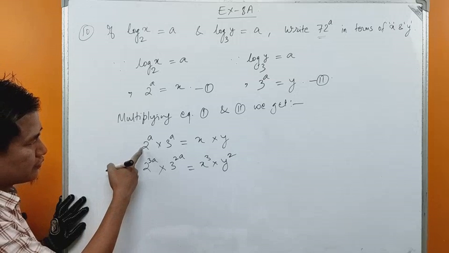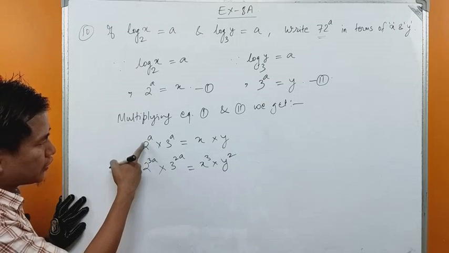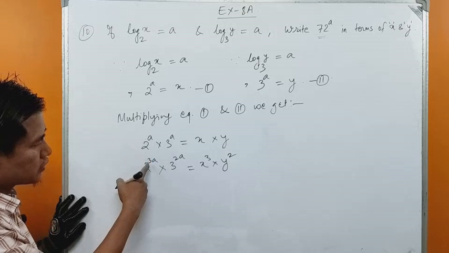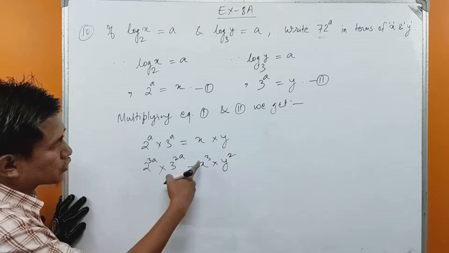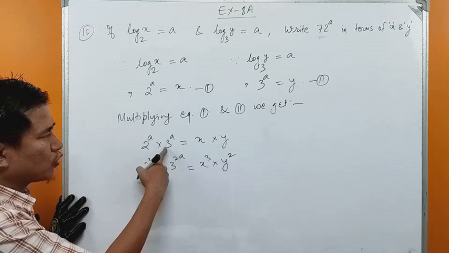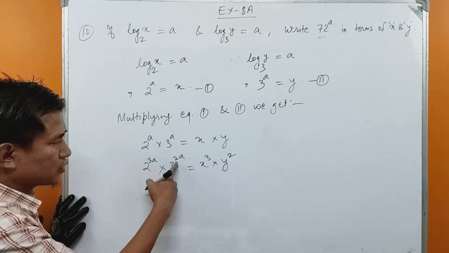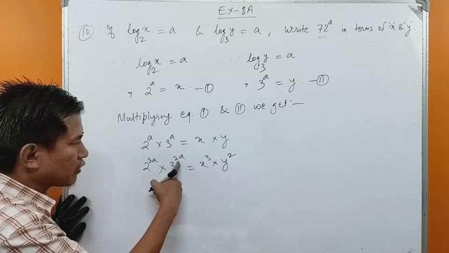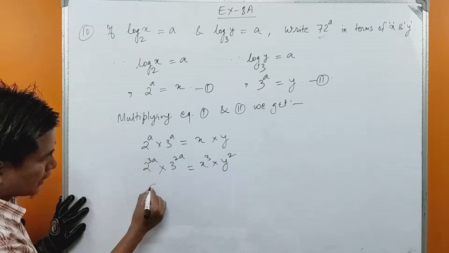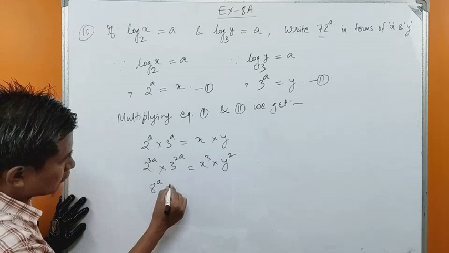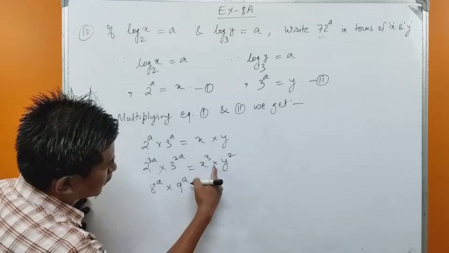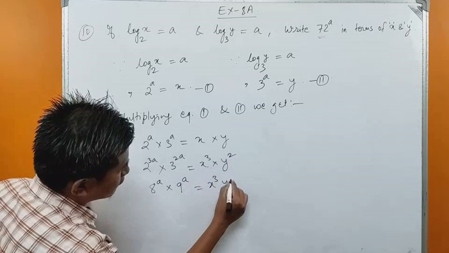Are you getting me? Since we have 2 to the power a, I need to make this 2 into 8, so I must cube this 2. If I cube this 2, I must cube the right hand side as well, so x cubed. If I want to convert this 3 to 9, I must square this. 3 squared is 9. So if I square this number, I must square this y also, so y squared. So 2 cubed is 8 to the power a into 3 squared is 9 to the power a equals x cubed into y squared.